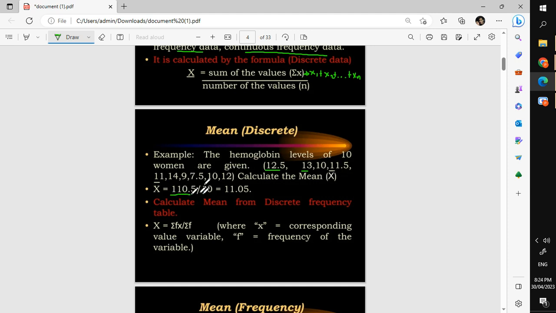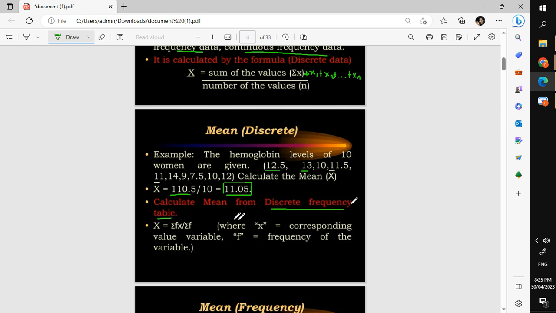110.5. And then we divide it by the total number of observations. In this case, there are 10 women, so it has 10 corresponding hemoglobin levels. If you check, there are 10 data in this given example. That's why we have 10. So 110.5 divided by 10 gives us 11.05. This only means that the expected hemoglobin level of women, or the average hemoglobin level of women, is 11.05.